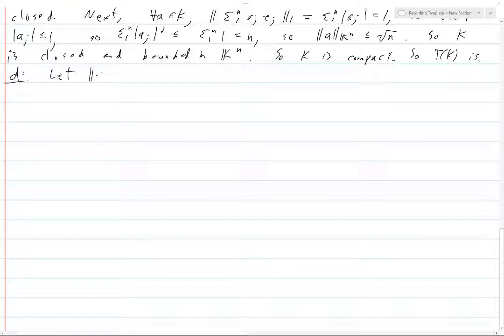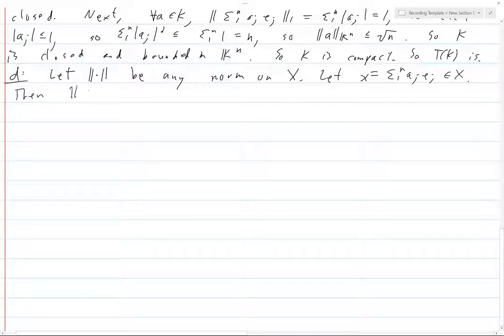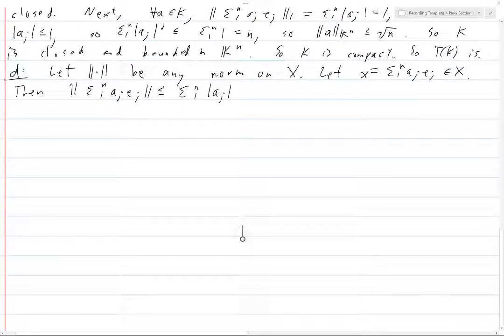So we're going to let this be any norm on X. Let x be a linear combination of a_j e_j in X. Then the norm of the sum from 1 to n of a_j e_j, with respect to whatever norm we were given, is certainly going to be less than or equal to the sum from 1 to n of |a_j| times the norm of e_j, because you could just bring the norms inside and bring the scalars out, and you're going to get this.